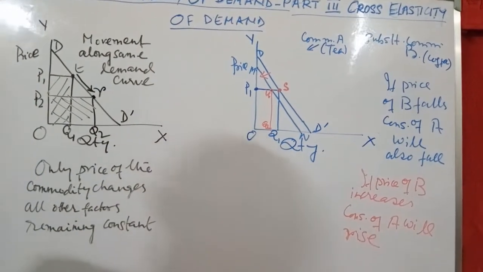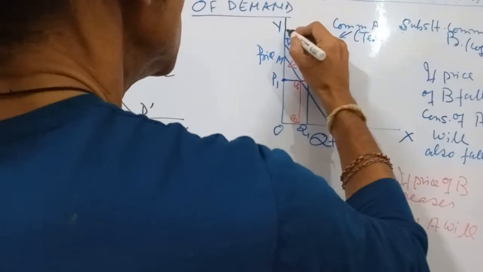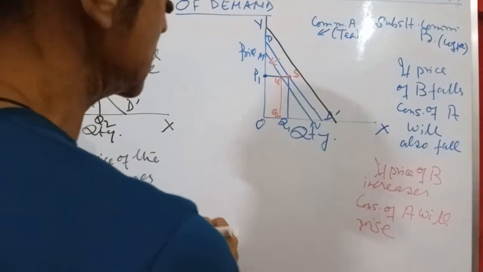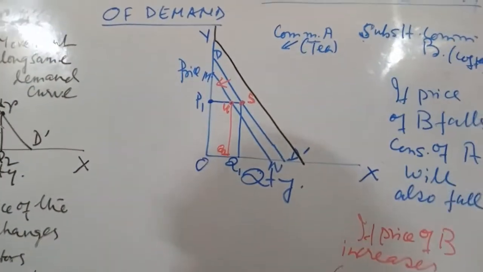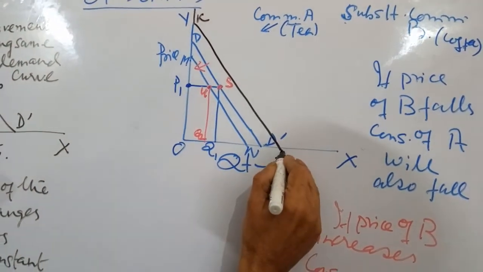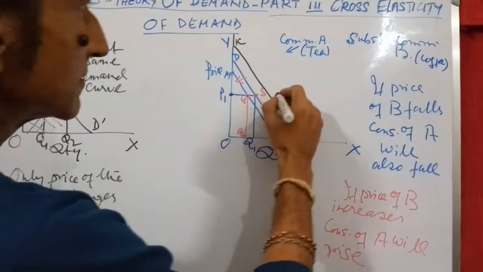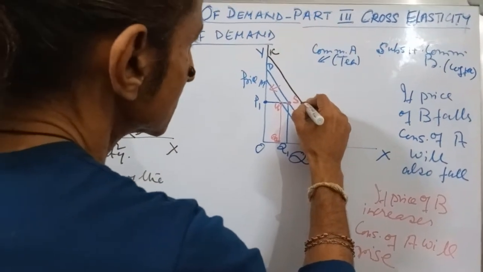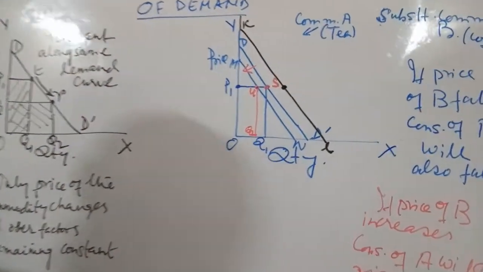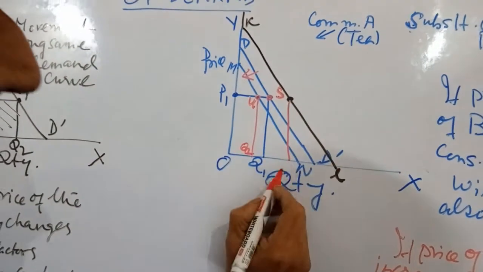So when price of B increases, the consumer will shift to another demand curve, say this one. Say this is KL. This is a new demand curve, KL. And the consumer will be at this point of the new demand curve. You see, the consumer is consuming more of the commodity. Say this is Q3.